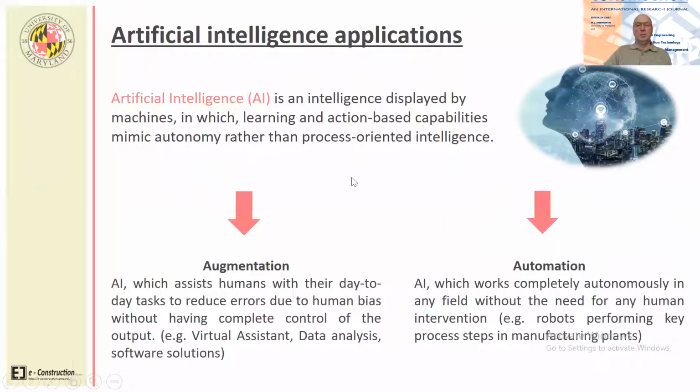So I mentioned briefly AI applications, and of course this is learning and action-based capabilities that mimic autonomy rather than process-oriented intelligence. We have two aspects of it. We have augmentation for the assistance to humans with day-to-day tasks to reduce errors due to human bias. And then we have the automation aspect of AI to completely deliver autonomous solutions in any field without the need for human intervention. So, for example, robots performing key process steps in manufacturing plants or in construction equipment processing plants.